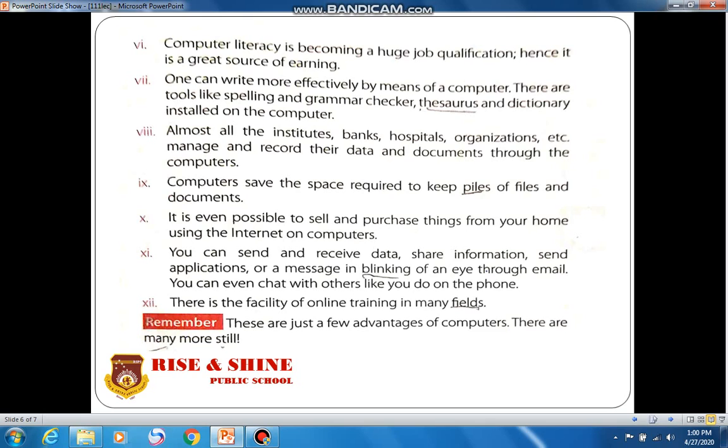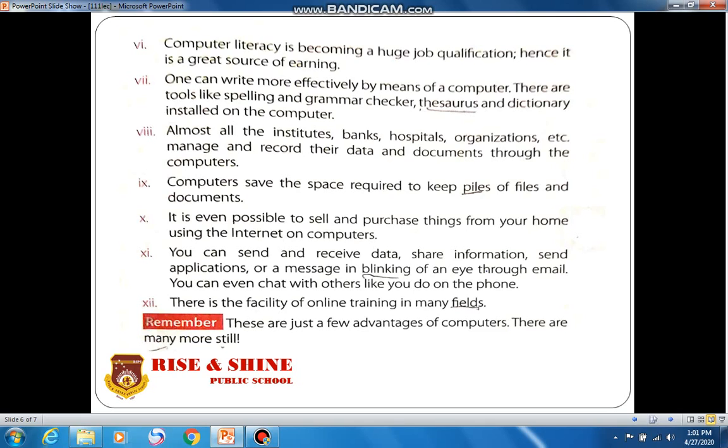Number 10, online shopping. This is a very common phenomenon in the modern age. If we have a computer and internet connection, we can select the product of our choice. We can order, and the product is delivered at our doorstep within a few days. You can send and receive data, any kind of data.